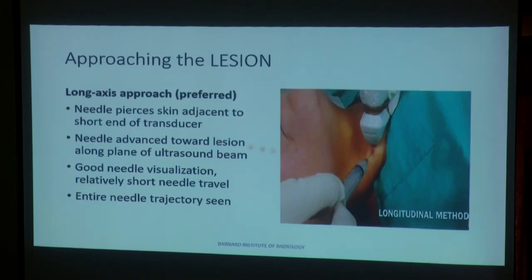While in the short axis, where you put it in the center of the probe, you can only see a part, and the needle tip is seen as a dot. So you do not know whether you're seeing the tip of the needle or the middle of the needle, and you have to move the probe up and down to identify where your needle tip is. This is also useful in smaller superficial lesions, but the preferred approach is the longitudinal, where you can see the whole needle in the image. So that is a better method.